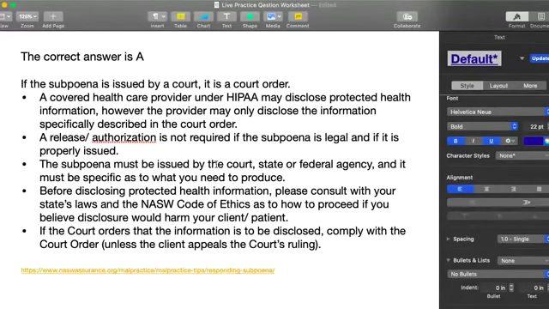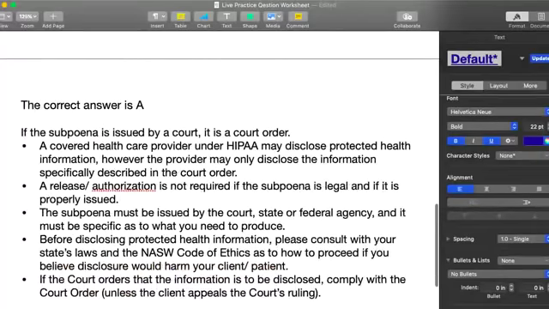And if the court orders that the information is to be disclosed, comply with the court order unless the client appeals the court ruling. At this particular point, the client has to appeal it, but you've probably already submitted that information, or they got to you first because they also received that court order and told you that they have sent an appeal. Then and only then do you hold off on submitting that information that you were ordered to submit.